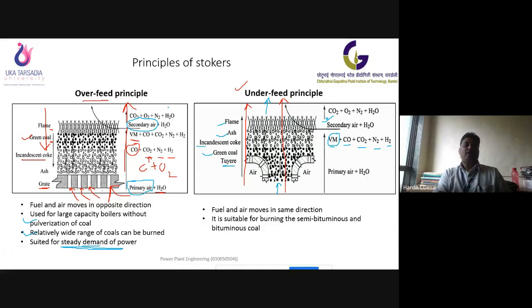So this is the principle of stockers, overfeed and underfeed. Let us revise this overfeed and underfeed. In overfeed, coal moves from top to bottom and your primary air moves from bottom to top. So the direction of the movement of the fuel and air is opposite. In case of underfeed, both air and fuel move from bottom to top direction. So your air will move in this direction and your coal will move in this direction.